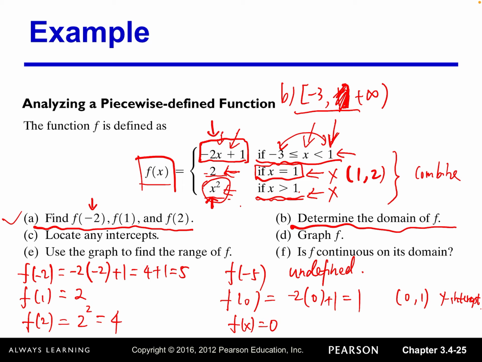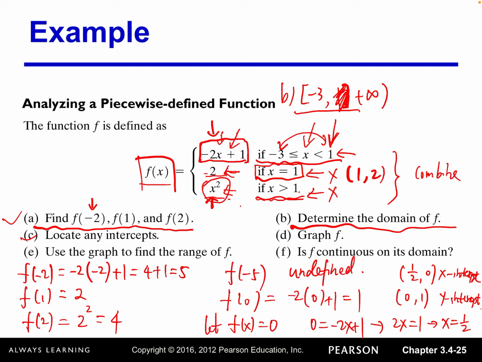So let f of x be 0, and then 0 equals -2x plus 1, and then we solve for x, right? We derive 2x equals 1, and then we can easily solve x equals 1/2. So the x-intercept is (1/2, 0). Okay, that's the x-intercept. So we got part C done.